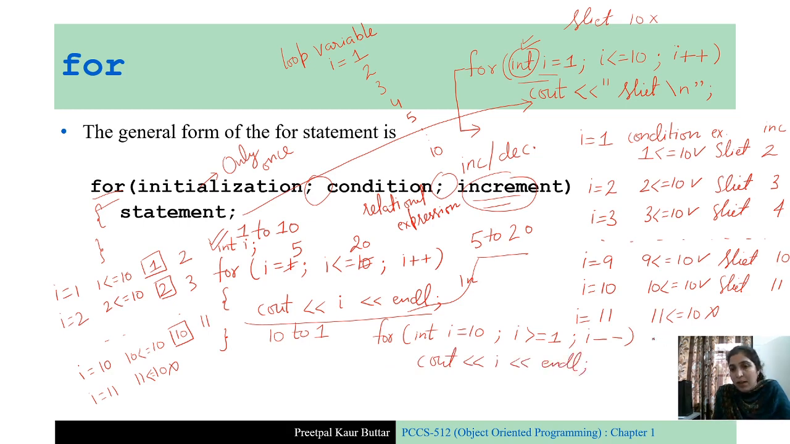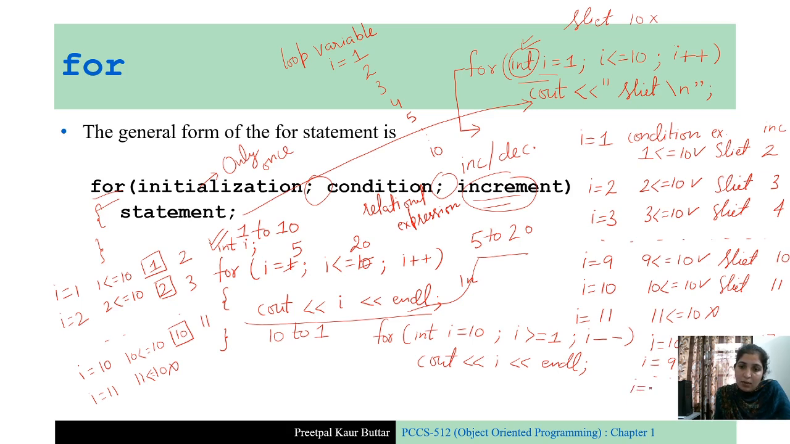So now initially i will be 10. i greater than equal to 1 means, is 10 greater than equal to 1? Yes. So it will print the value of i, and then i minus minus means i's value will be decremented. i's value will become 9 now. Then in the next iteration i is 9, so 9 is greater than equal to 1. Yes, true. So 9 will be printed, and i minus minus makes it 8. So in this way it will keep on doing like this.